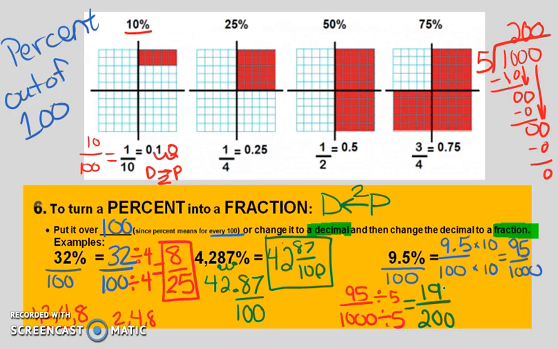Now, because 19 is a prime number and the only things that go into it are 1 and 19, and 19 does not go into 200, this tells us we are done dividing. 19 out of 200 is simplest form. So basically, to change a percent into a fraction, there are several strategies. But just remember that percent means out of 100 or per 100.